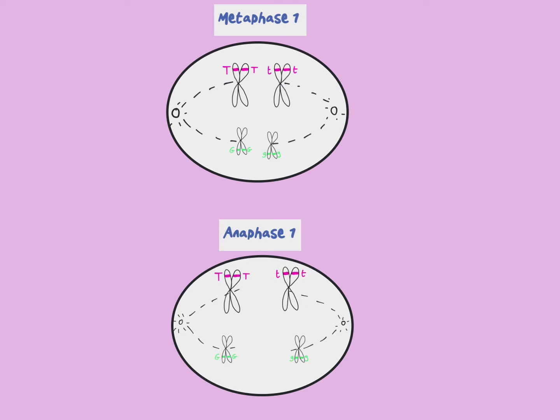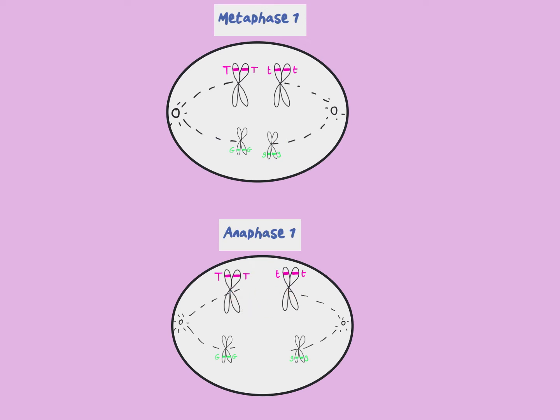Now, if we complete this process, you will see that there's going to be two chromosomes in the one cell and two in the other, but only the one chromosome having the T genes and one chromosome having G genes, whereas earlier there were two chromosomes with T genes and two with G genes. So here we separate homologous chromosomes.